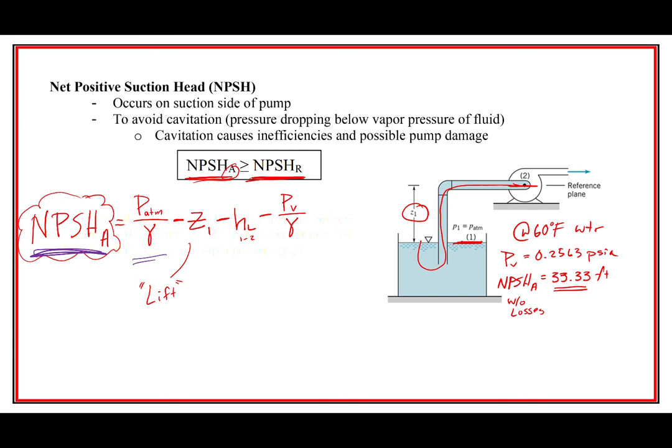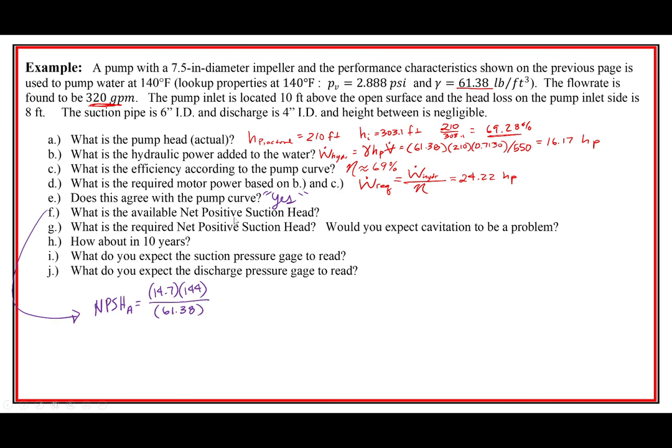So there's the atmospheric pressure, and then we subtract out the lift. It's got to raise it 10 feet. The pump is located 10 feet above the open surface. And then we have a head loss of 8 feet, so subtract out the head loss.